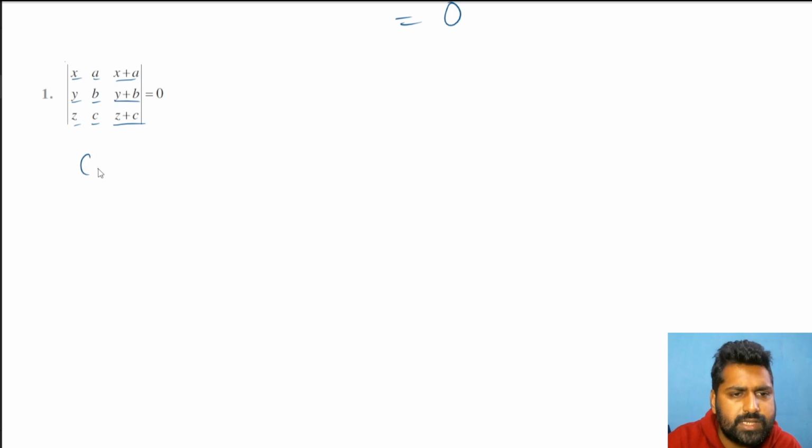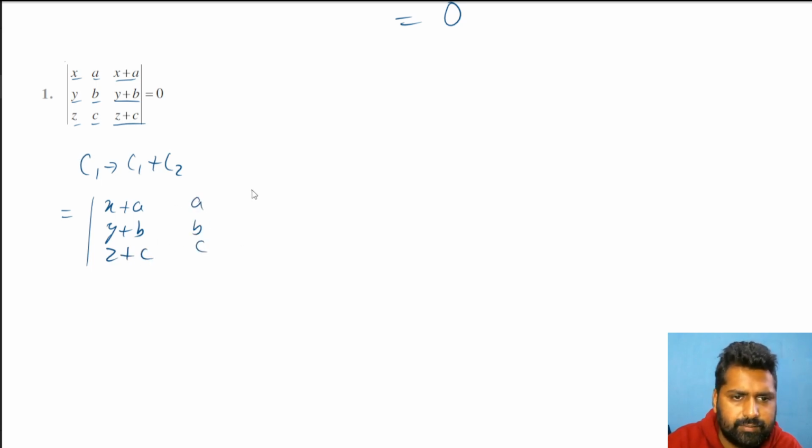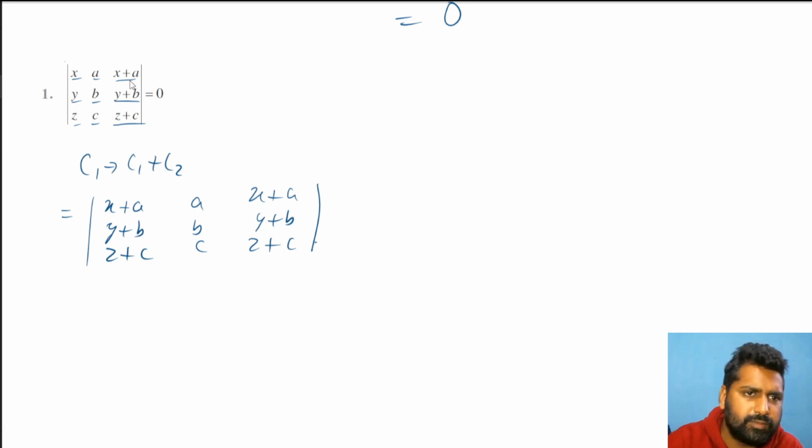If I do c1 goes to c1 plus c2, what is going to happen? C1 will become x plus a, y plus b, z plus c. Okay, a, b, c, let it be, and x plus a, y plus b, z plus c. I think it is very obvious now what we can do. Two rows identical or two columns identical, determinant is 0.